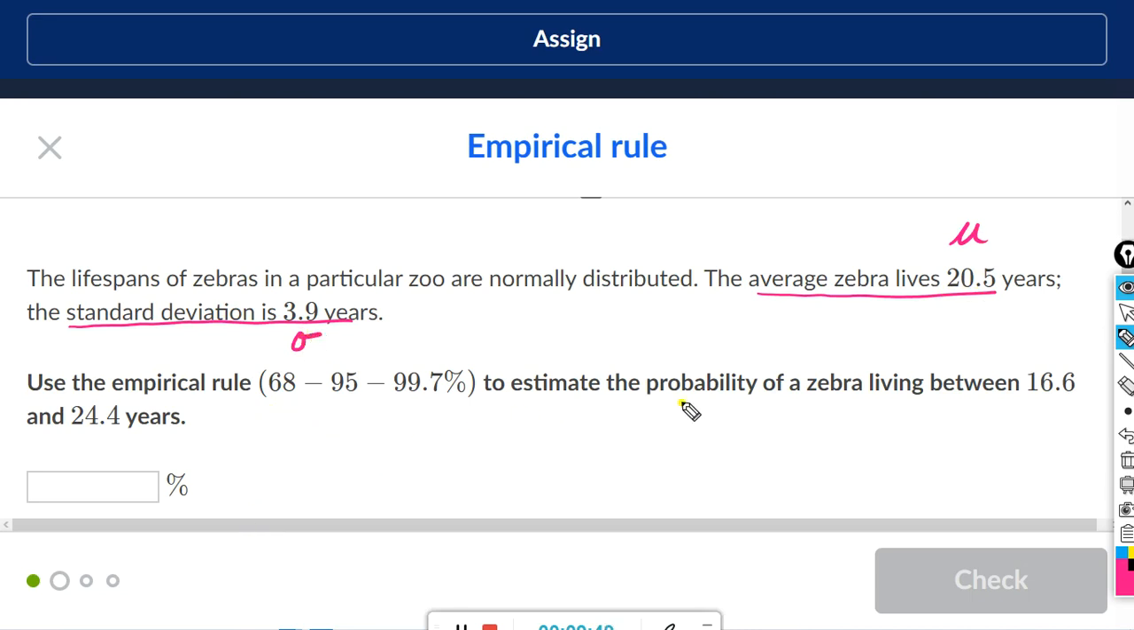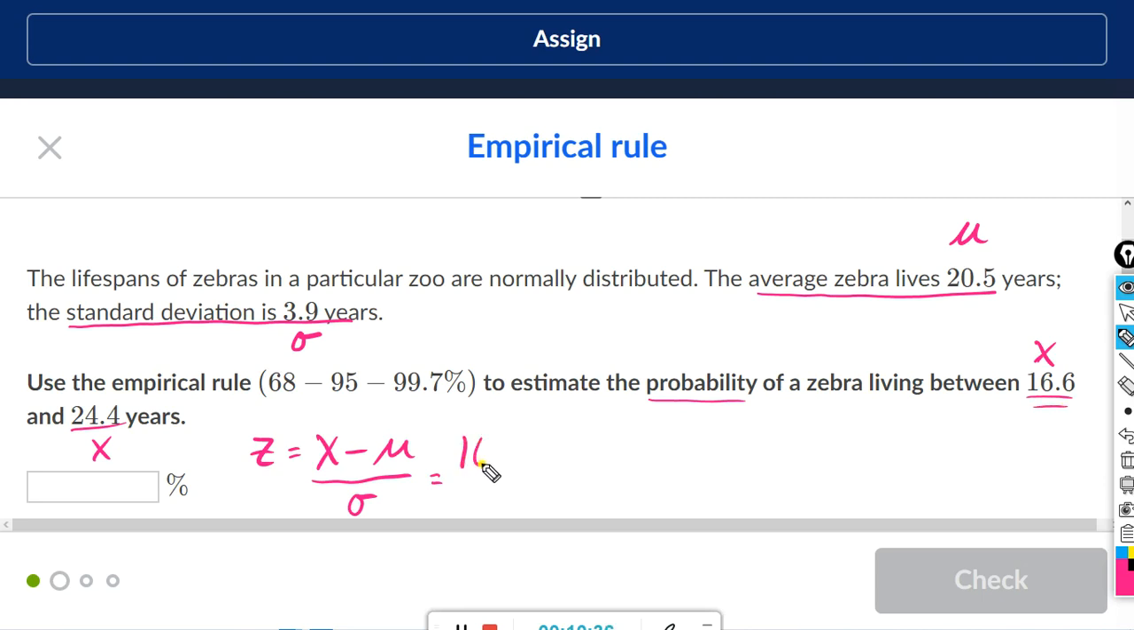Okay, and now we have to find 2 z-scores, because they want the probability that the zebra lives between 16.6 and 24.4. So we have to do the z-score twice. Okay? So this is going to be an x value, and this one here is also going to be an x value. Remember, x is the actual data point. So the formula for z, okay, it's going to be x minus mu divided by sigma.